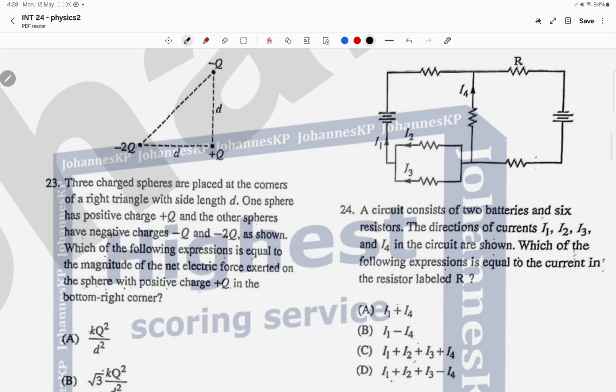23. That's a nice one. Which of the following expressions is equal to the magnitude of the net electric force exerted on the sphere with a positive charge Q in the bottom right corner? Force going this way, right? And force going that way. Yeah. Okay, that means we gotta do what? We gotta do the Pythagorean, right? Pythagorean. So this guy here and this guy here. So they meet.